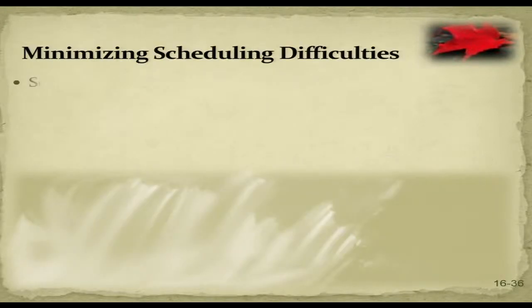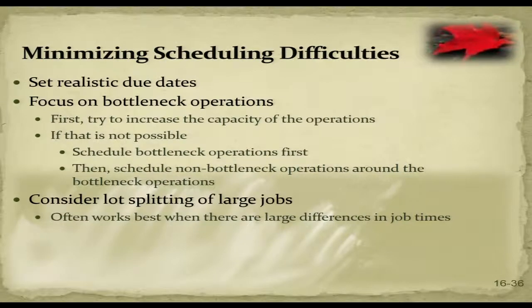It's an ongoing task. But still, we want to minimize the scheduling difficulty. First, we need to set a realistic due date, because there are a lot of things to do. The bottleneck is a very important thing we should pay extra attention to. We try to increase the capacity of the operation. If that's not possible, we want to schedule the bottleneck operation first, and schedule non-bottleneck operations around the bottleneck operation. It's easy to understand because the bottleneck is the thing we want to identify first.